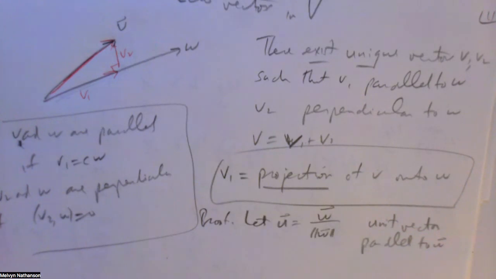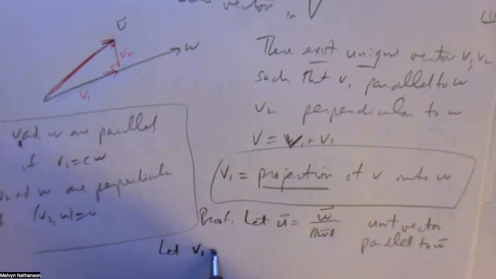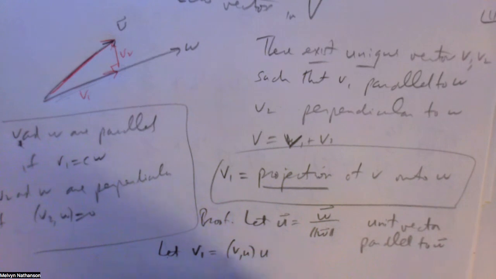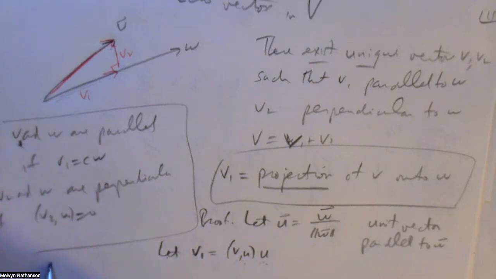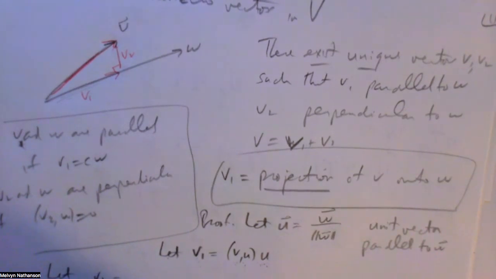And suppose I let V1 be the inner product of V and U times the vector U. So U is a vector, this is a scalar, so V1 is a scalar multiple of U. So V1 is parallel to U, which in turn is parallel to W, so V1 is parallel to W. So suppose I let V1 equal that, and let V2 be equal to V minus V1.